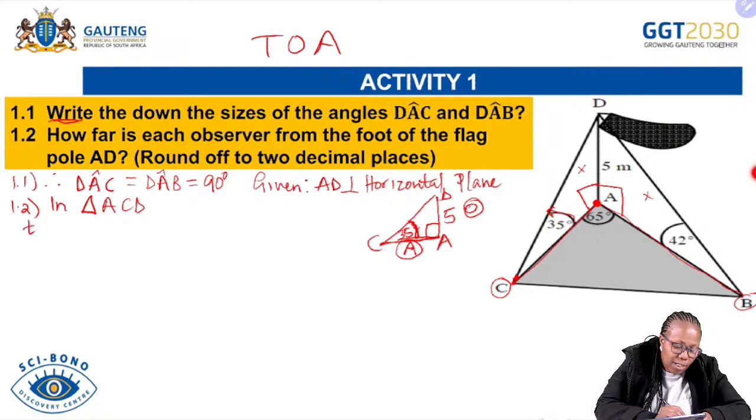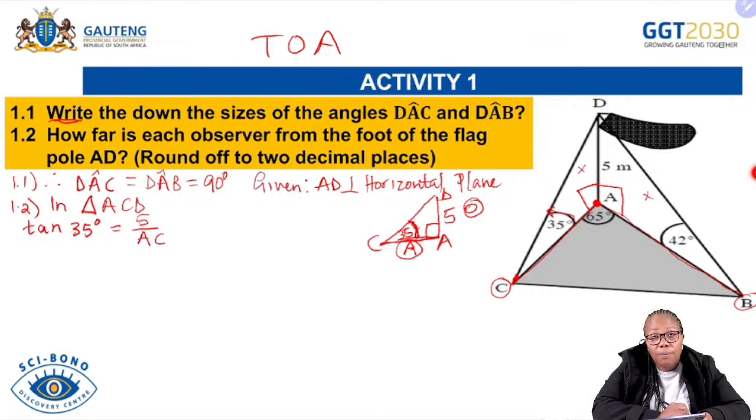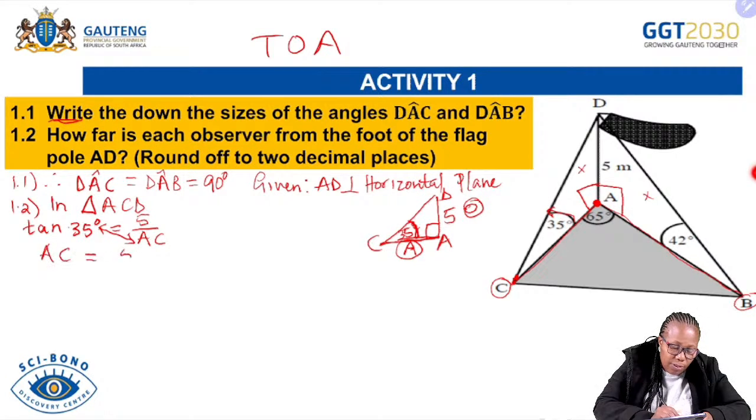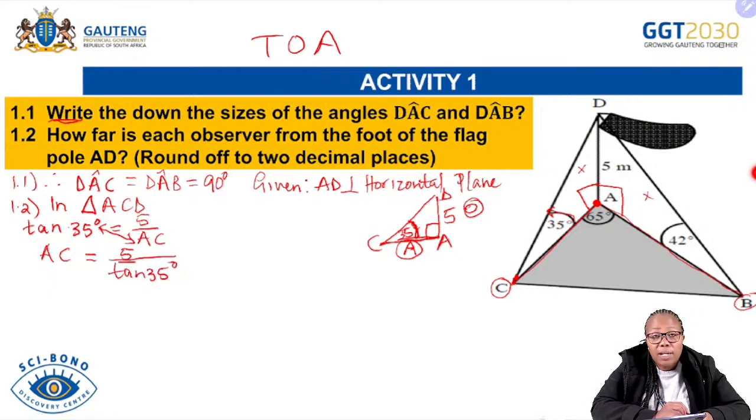Therefore, we are looking at the tangent of which angle? 35 degrees equal to the opposite side, which is 5, over the adjacent side, which is AC that we are looking for. Can you see how easy that is? And then from here, you just cross multiply. This AC will go there, and then it's 5 over tan. They just change positions. Tan 35. Into your calculator, straight to the answer.